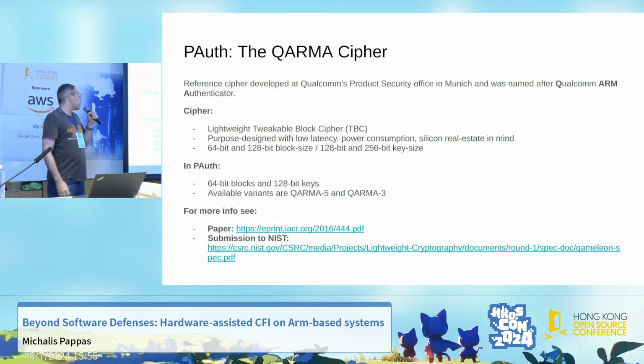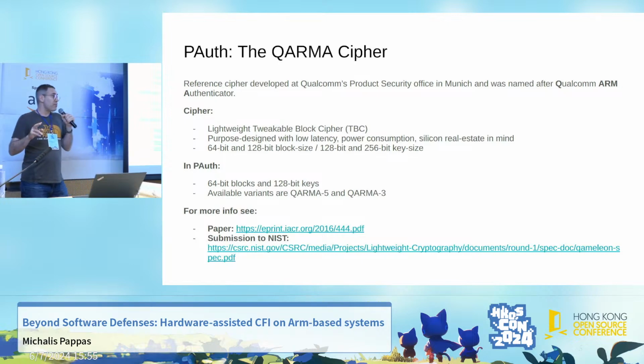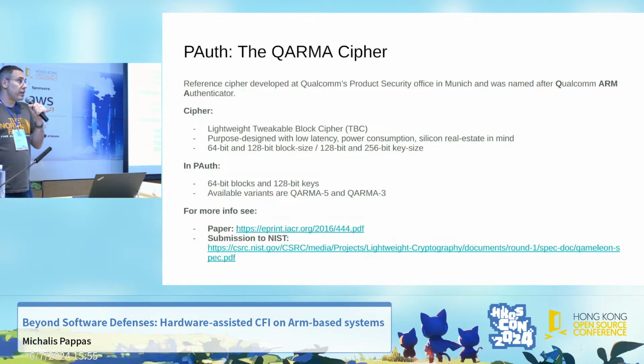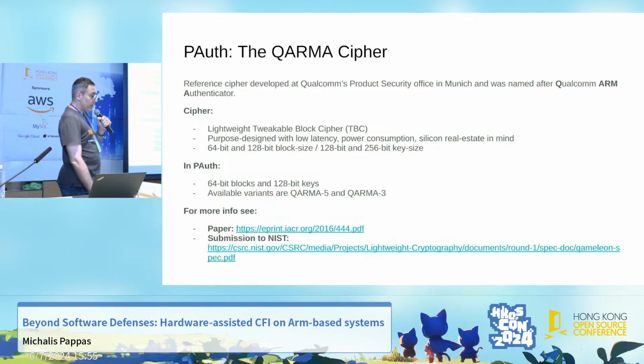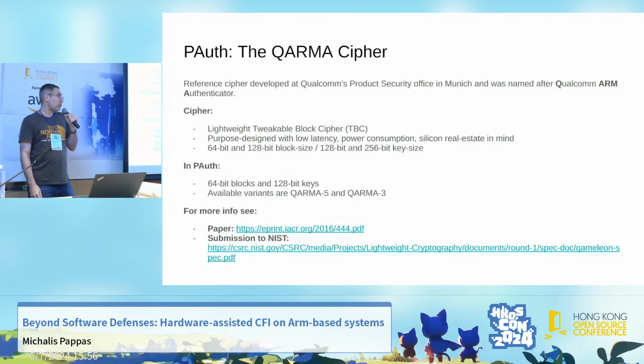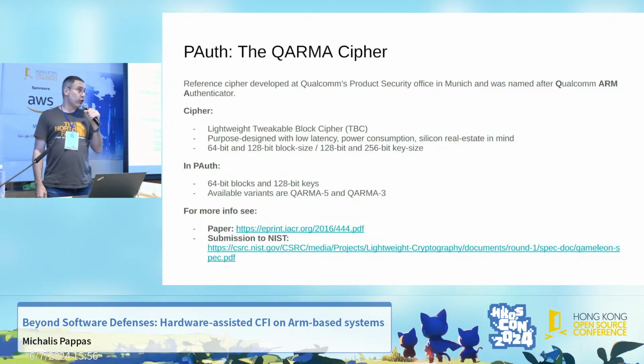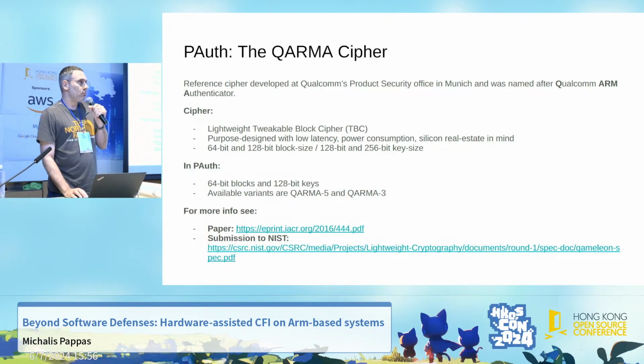In pointer authentication specifically, you have two variants, Karma 5 and Karma 3. Karma 5 has 5 encryption rounds. Karma 3 has only 3 rounds, which means that it sacrifices a bit of security for performance. All the implementations, all the reference designs from ARM that I've seen, use Karma 5. You can also have an implementation-defined algorithm, and this is exactly what Apple does on the M series, right? They use their own algorithm, they don't use Karma.